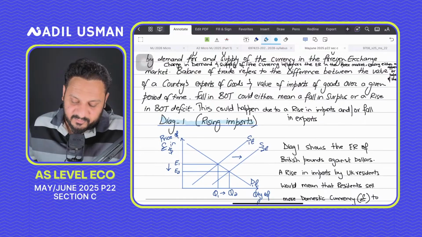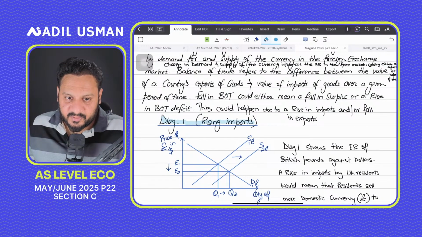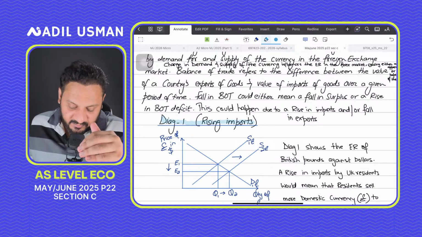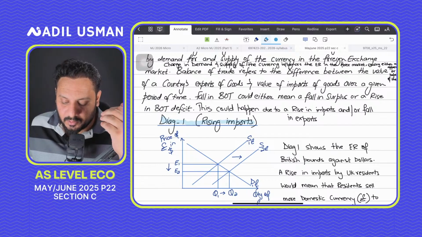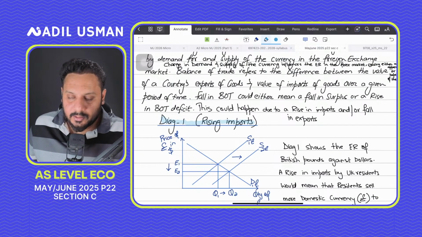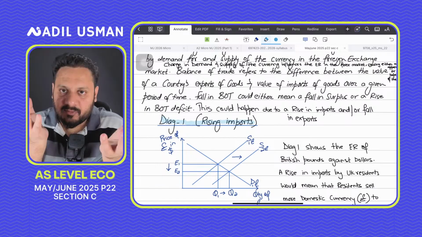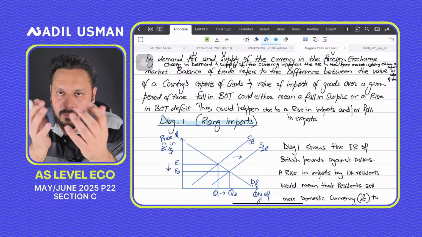You'll say that a fall in the balance of trade could either mean a fall in surplus or a rise in balance of trade deficit. So a fall in the BOT could either mean a fall in surplus or a rise in deficit. And this could happen due to either a rise in imports or a fall in exports. So the balance of trade measures the net balance of your exports and imports. So a falling balance of trade could either be your imports rising or your exports falling, right?